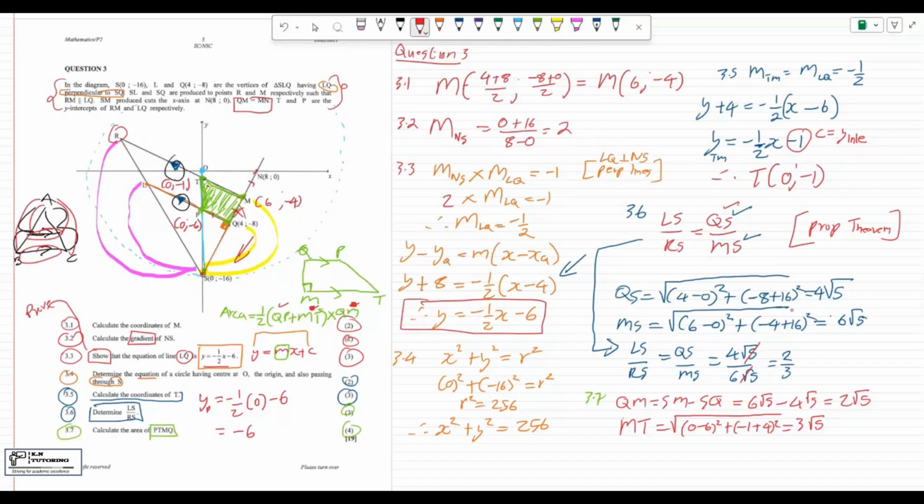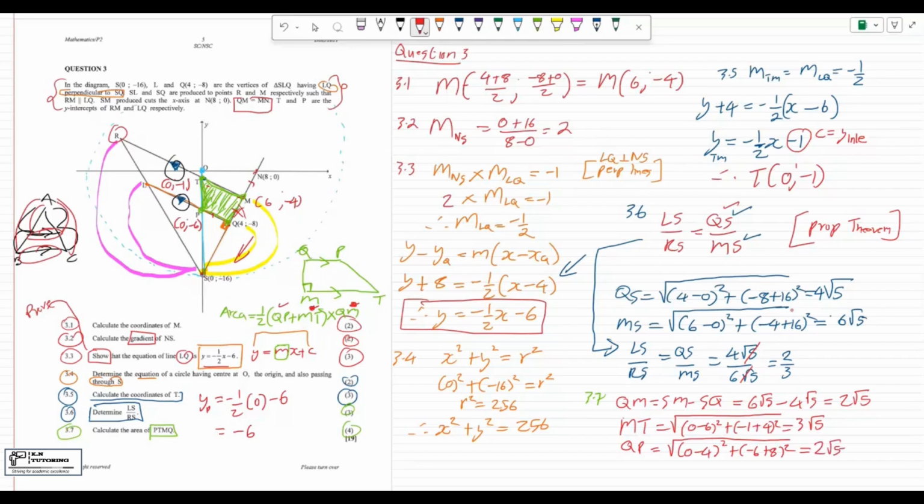Okay, so I can come and find my QP, which I will get by using a distance formula again. QP is going to be the square root of (0 minus 4) squared plus (minus 6 minus 8) squared, which is going to be positive 8 squared, and this is going to give me 2 square root 5.